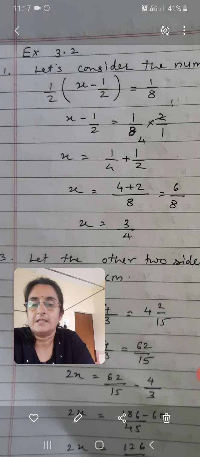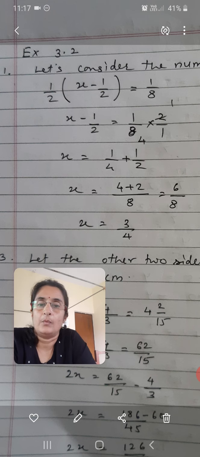Now what is easy to transport to the right hand side? The 1 upon 2 that is outside the bracket. So we'll take it to the right hand side. Keep x minus 1 upon 2 as it is on the left and take 1 upon 2 to the right hand side. It becomes reciprocal when it goes to the right hand side: 1 upon 8 into 2 upon 1. Now cancellation is possible, that is 1 upon 4.